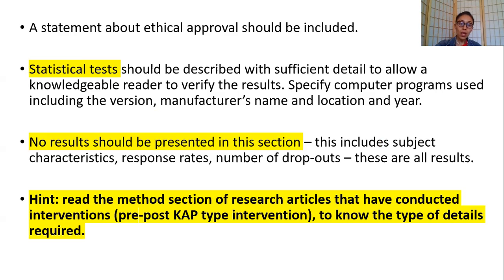Okay. Then, yes, some common ground about your methods is that no results should be presented in your method section. That is a common scientific norm. Okay, so don't tell me the response rate or characteristics of the subjects, like that you had 90% Caucasians and 10% something, something.